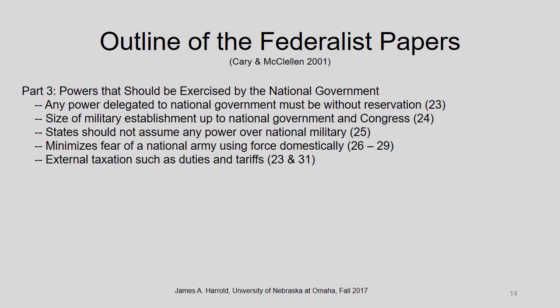Part 3 was the powers exercised by the national government. And this is actually where we start having more tensions with each other. So what does the national government do? What do state governments do? Right? One of the primary ones that at that time that the national government assumed was common defense. So there really wasn't a question in the Constitution that the military establishment was a function of the national government.